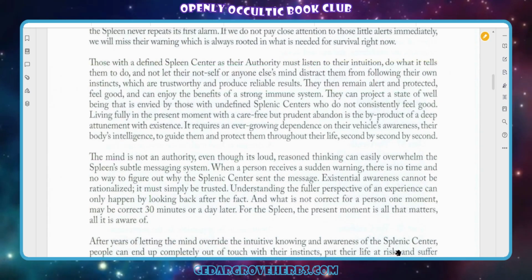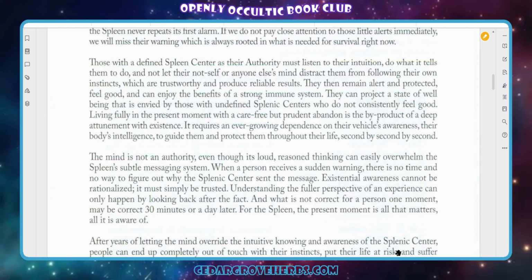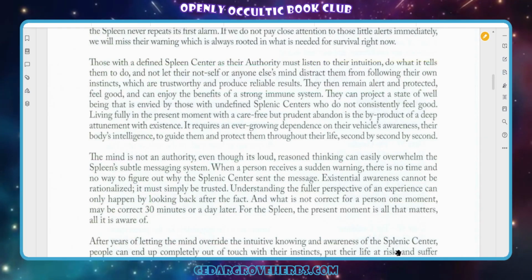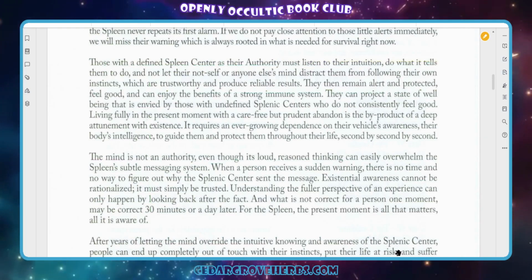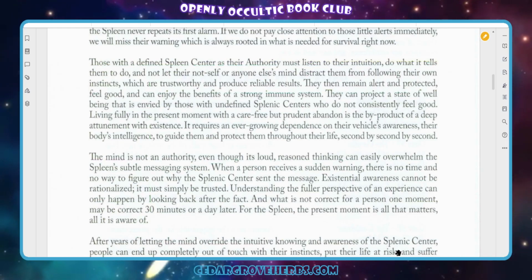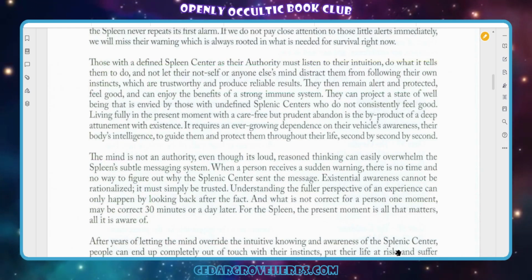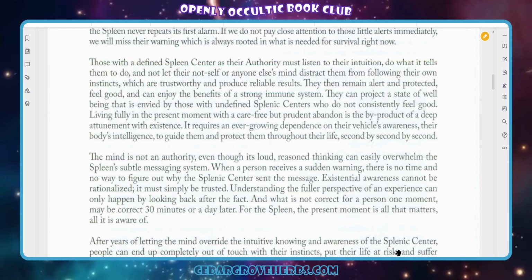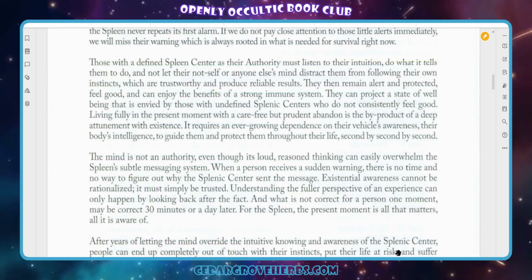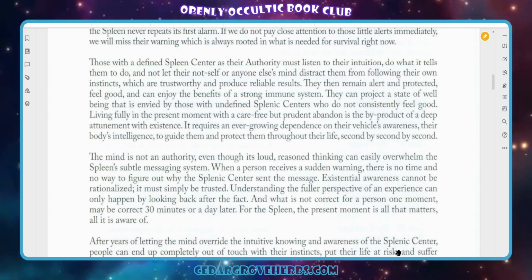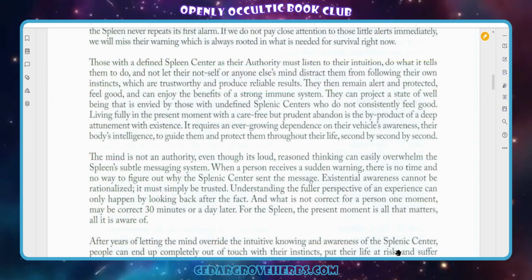Those with a defined spleen center as their authority must listen to their intuition, do what it tells them to do, and not let their not-self or anyone else's mind distract them from following their own instincts, which are trustworthy and produce reliable results. They then remain alert and protected, feel good, and can enjoy the benefits of a strong immune system.